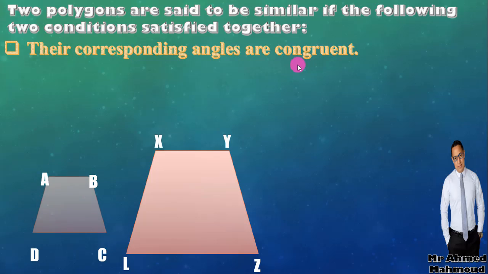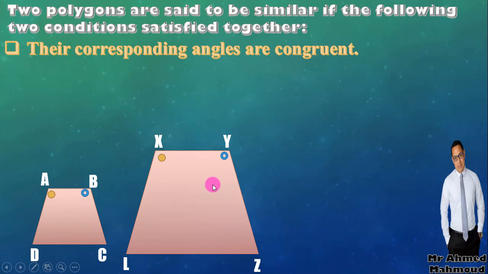For example, if we have two polygons ABCD and XYZL, and it's clear that they are similar to each other, then to be similar, the corresponding angles are equal in measure. What are the corresponding angles? A corresponds to X, and they are equal in measure. B corresponds to Y, and they are equal in measure. C and Z, D and L. Each two corresponding angles are equal in measure.